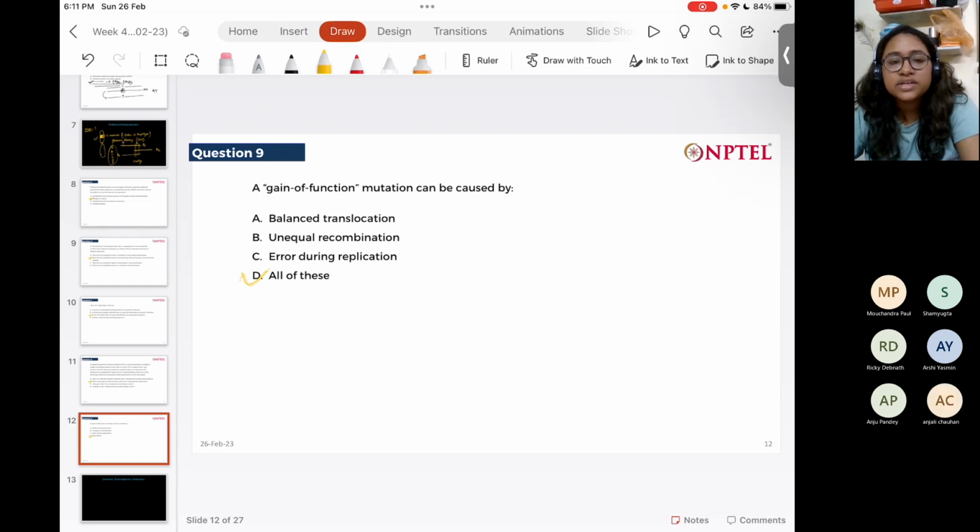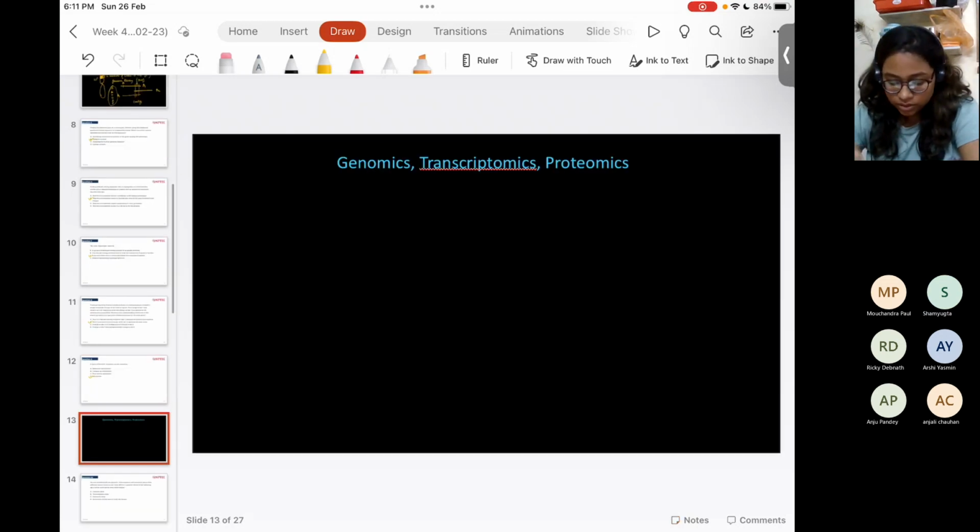So if the question was stated otherwise, like a loss of function mutation can be caused by, then also the answer can be all of these, right? Because depending on how the resultant or mutated gene is going to behave, you will get to know whether it is gain of function or loss of function. Do I make sense? Is this explanation clear to you all? Yes, ma'am. Okay. Now moving on.